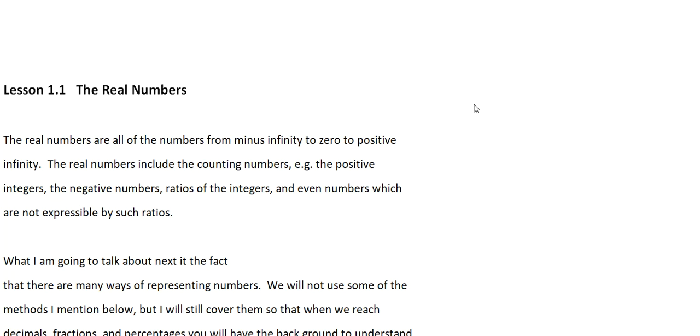Ratios of these integers, which we call rational numbers for some strange reason, and even numbers which are not expressible as ratios, which conversely are called irrational numbers.